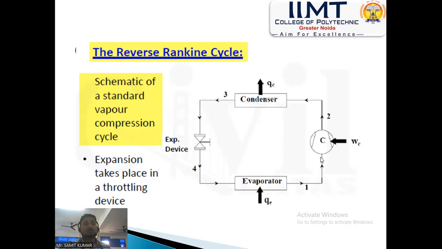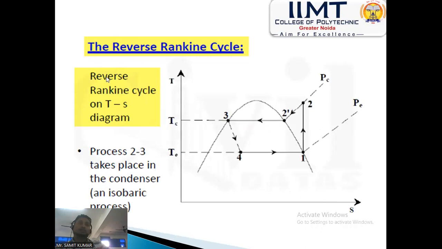In the Carnot cycle, we can see an expansion valve is used for process 3 to 4, but here we use a throttling valve for the 3 to 4 process. We are using the throttling device to improve the COP of the system. That's why we replace the expansion valve with the throttling valve. After that, we can see the TS curve. Here is the curve of the reverse Rankine cycle.